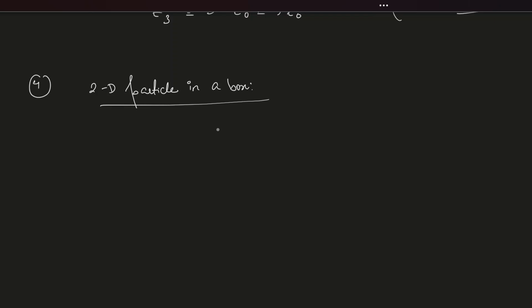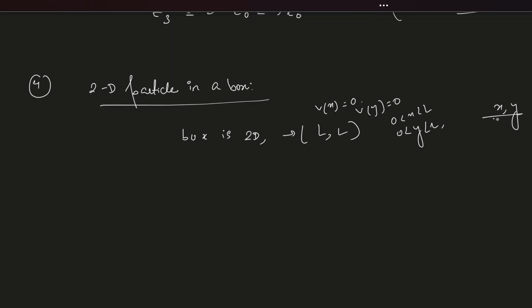For the 2D box, you just assume the box is itself 2D, and it is a square box, so both length and width are equal, L and L. The potential that the particle faces, Vx and Vy, equals 0 when x is between 0 to L and y is between 0 to L. Let's say the two dimensions we are talking about are x and y. So these are the conditions: within this boundary the potential is 0, and at all other positions V equal to infinity.